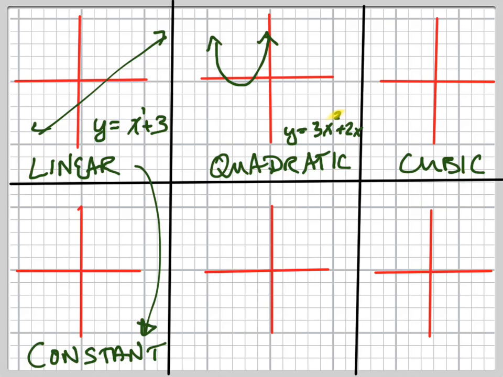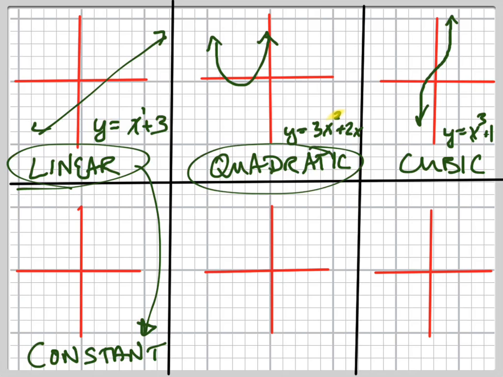The cubic is the next one, and that's going to be something like x cubed plus something. And that graph is going to look like this. So these are your three basic polynomial graphs. These three are called polynomial functions.